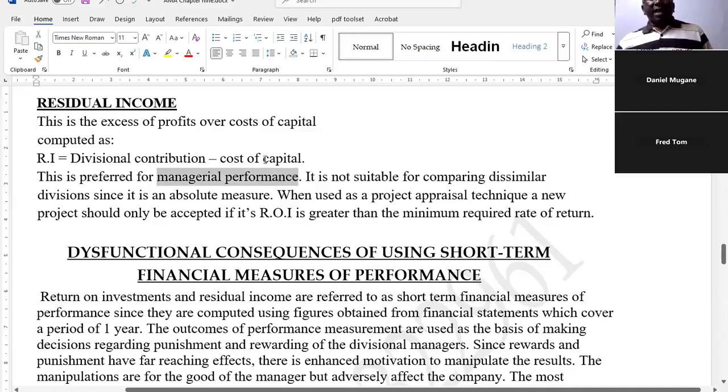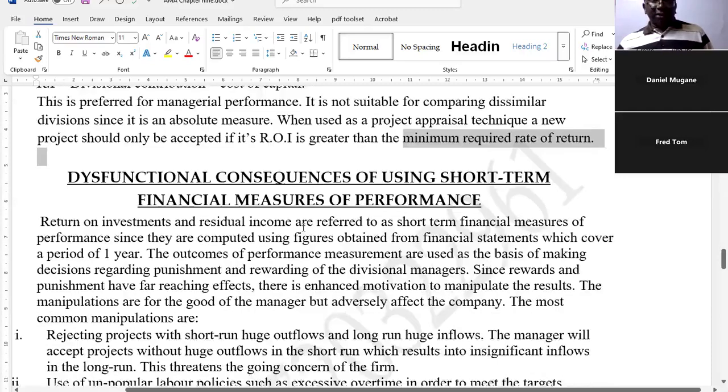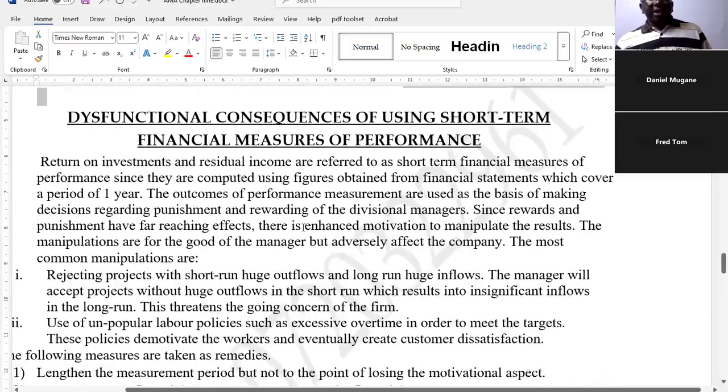And when you want to use this as the method of appraising the project, you compare the project's ROI and the minimum required rate of return. And if ROI is greater, then you accept that project. Otherwise, you reject it. Then there is something we call the dysfunctional consequences of using short-term financial measures of performance.